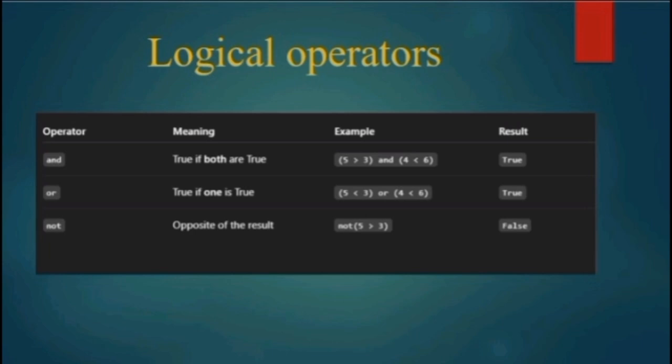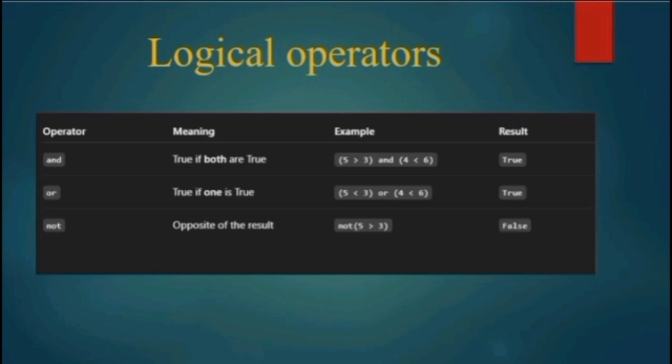Logical operators help in making decisions based on multiple conditions. These operators return true or false depending on the logic applied. There are three types of logical operators: and, or, not. Here, and returns true if both conditions are true. Like, is 5 greater than 3? Yes, it's true. And is 4 less than 6? Yes, true. So here the condition returns true since both conditions are correct.